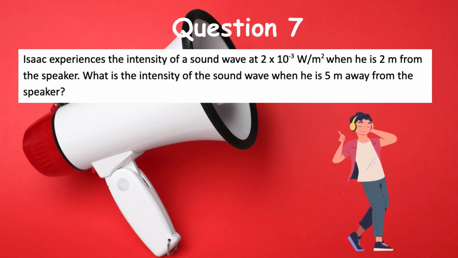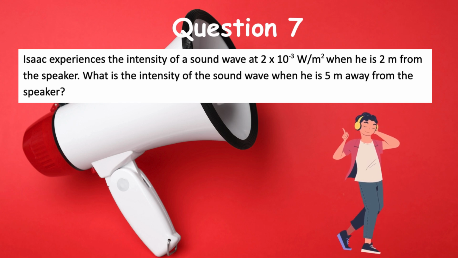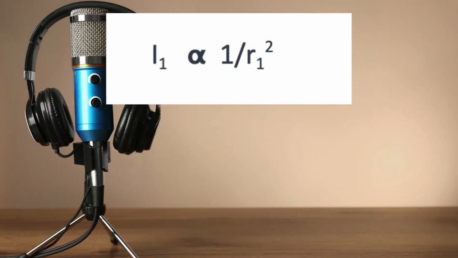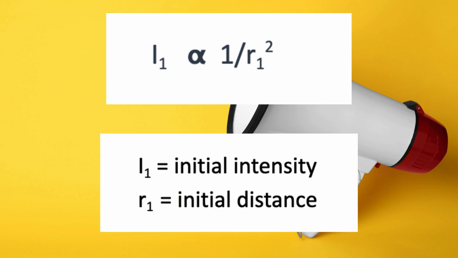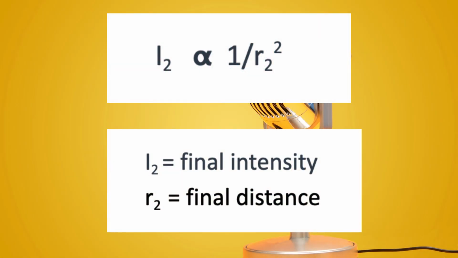Question 7. Isaac experiences the intensity of a sound wave at 2 times 10 to the -3 watts per square meter when he is 2 meters from the speaker. What is the intensity of the sound wave when he is 5 meters away from the speaker? I1 is proportional to 1 divided by R1 squared, where I1 is the initial intensity and R1 is the initial distance. The same way, I2 is proportional to 1 divided by R2 squared, where I2 is the final intensity and R2 is the final distance.